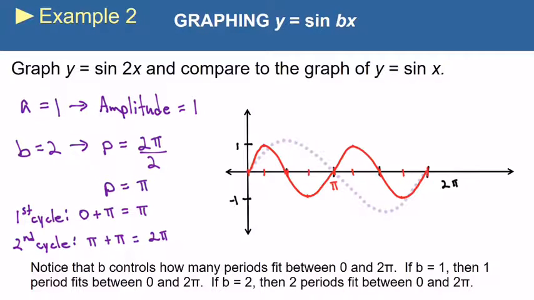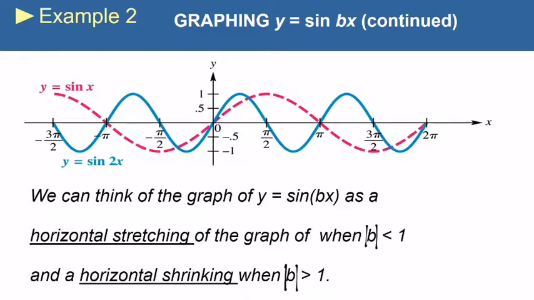So the b is controlling the period, but what it's actually telling you is how many cycles can fit between 0 and 2 pi. If b equals 1, then 1 period will fit between 0 and 2 pi. If b equals 2, then 2 periods fit between 0 and 2 pi.